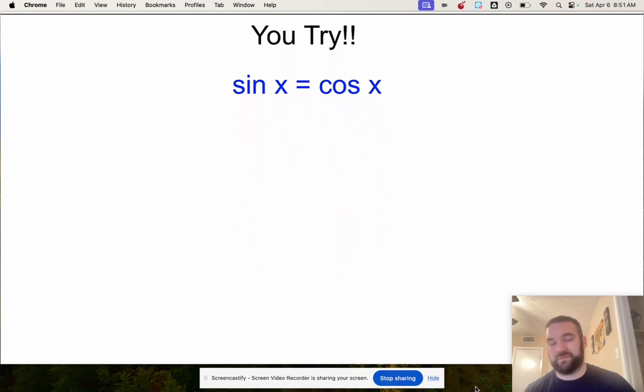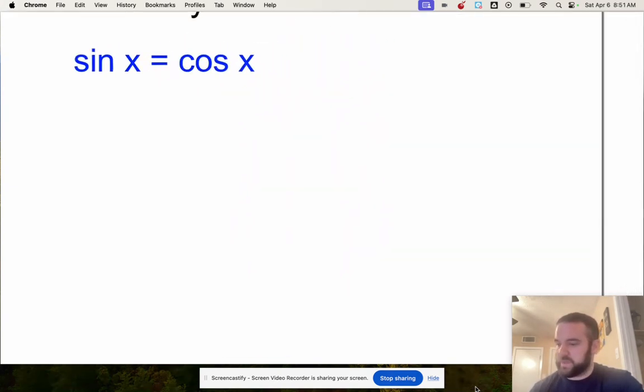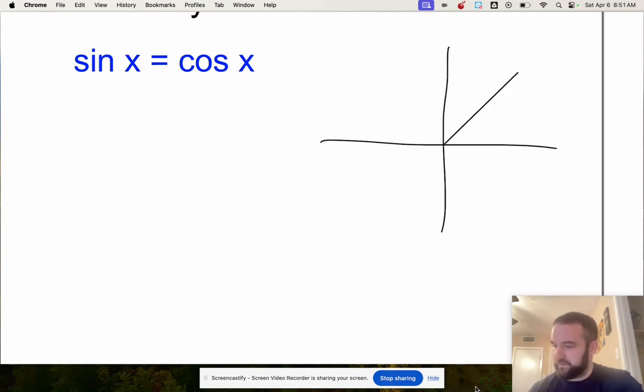Go ahead, pause the video, see if you can figure out where sine x is equal to cosine x. Okay. You could do this a couple different ways, but where is sine x equal to cosine x? If you just think about where they are equal, that has to be on a 45-degree reference angle. So at pi over 4, sine and cosine are the same. And then also down here at 5 pi over 4.